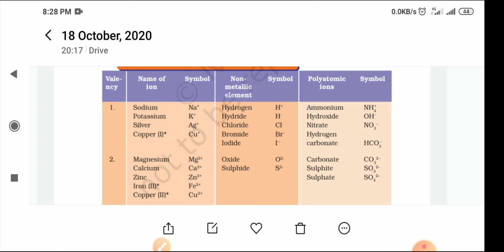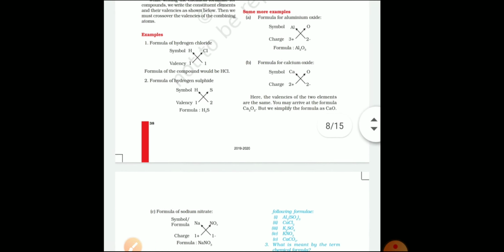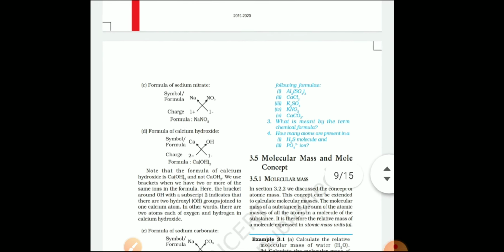Like in the case of calcium carbonate, you have seen the valency of calcium is 2 and carbonate is also 2, and when you simplify that, you get the formula CaCO3. You should know about that. There are so many examples in your book. Today you have to solve the NCERT book problems. Here you can see so many examples are given in your course also.